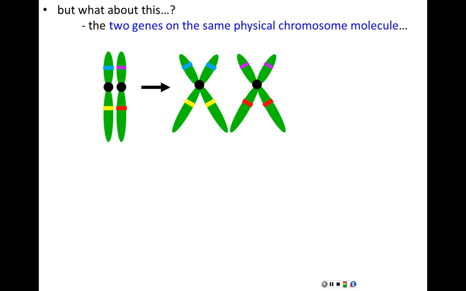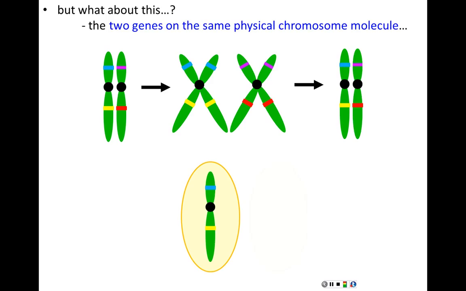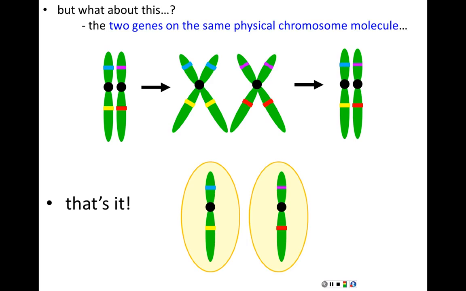So you do replication, you get identical copies of both, fine. They separate during anaphase. Again, I'm not showing both. You just assume that they're both there. I'm not showing the individual sister chromatids that just separated, but that's what these represent. And now we're going to do assortment into gametes. Well, this one's going to go into one gamete, and this one's going to go into the other gamete, and that's it. That's all.